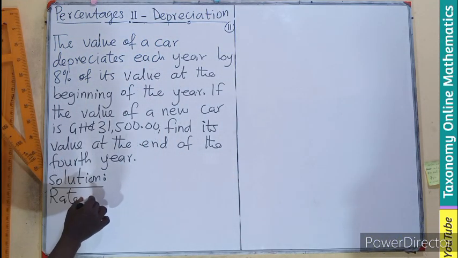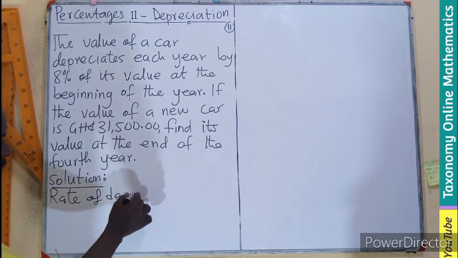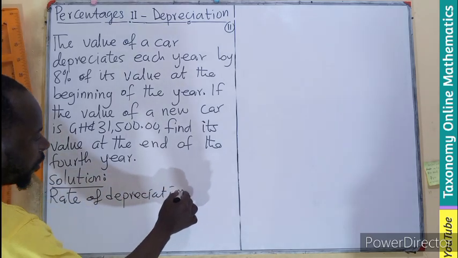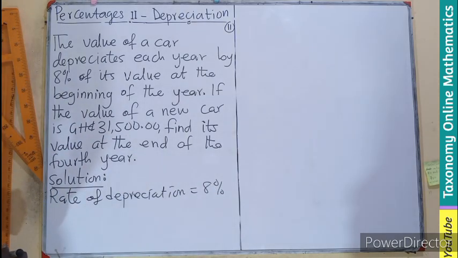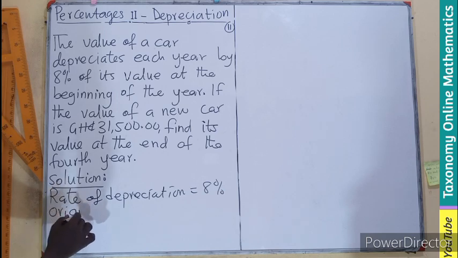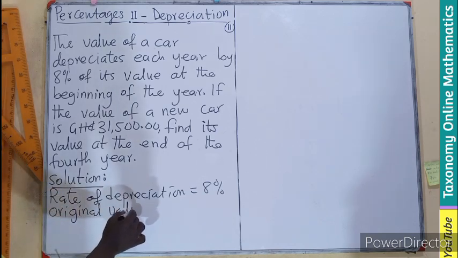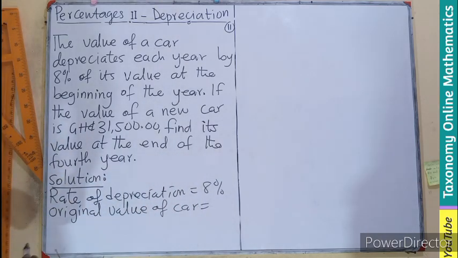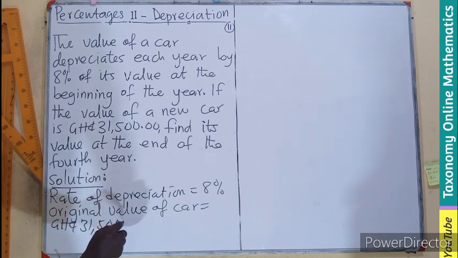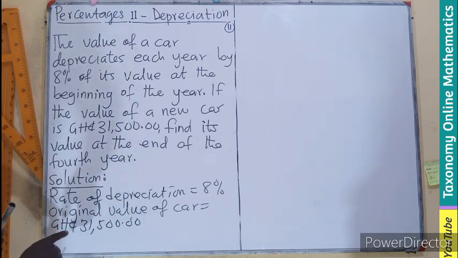Remember, the rate of depreciation is given as what? 8%. Then value of what? The car. We can say that the original value of the car is given to us also as 31,500. Remember, if this is the original price, the value of the new car will be depreciating.